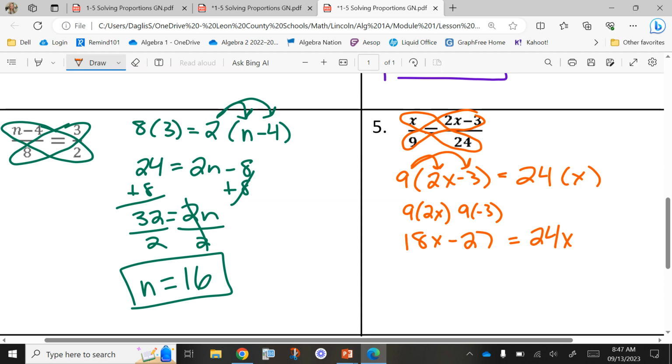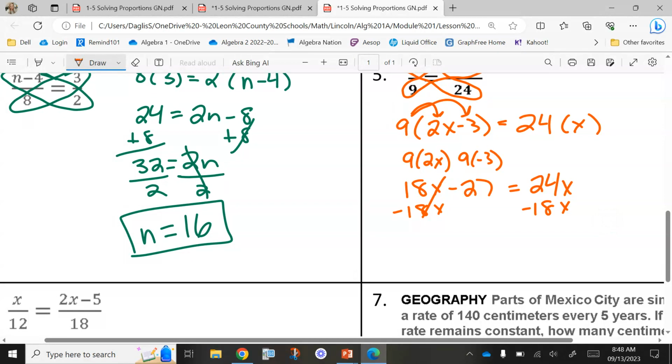So there's an x on both sides, right? I need them to be on the same side. Since 27 is already on a side on its own, move that x away. Okay, so let's subtract 18x to the other side. This 27 is still negative. What is 24 minus 18? Ooh, careful. 6.